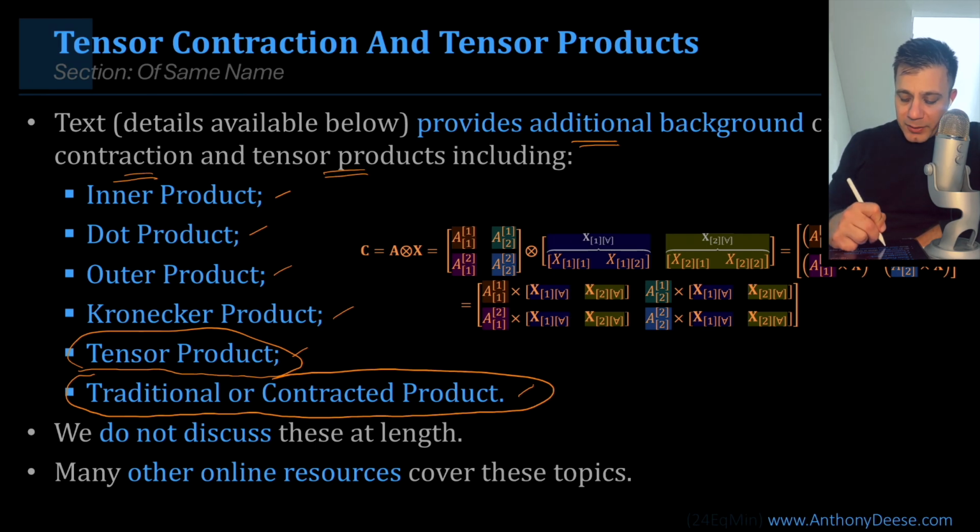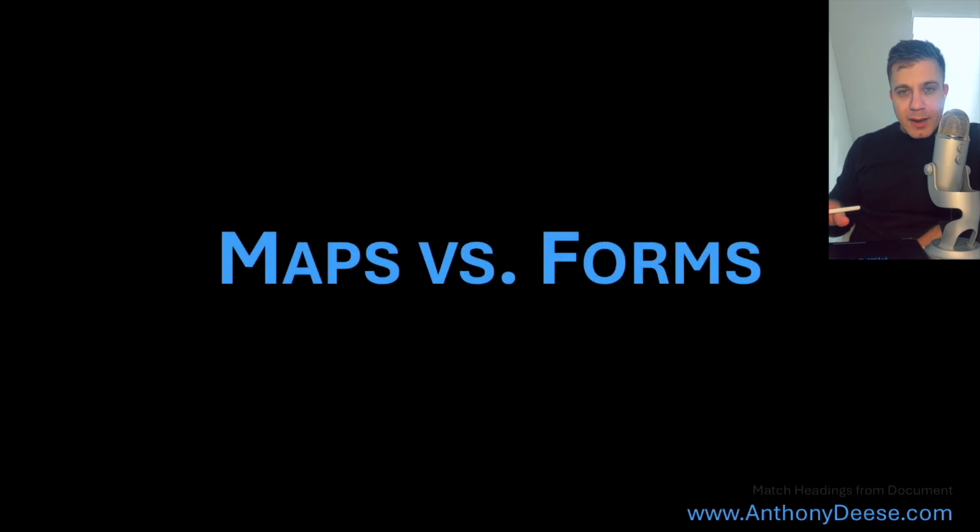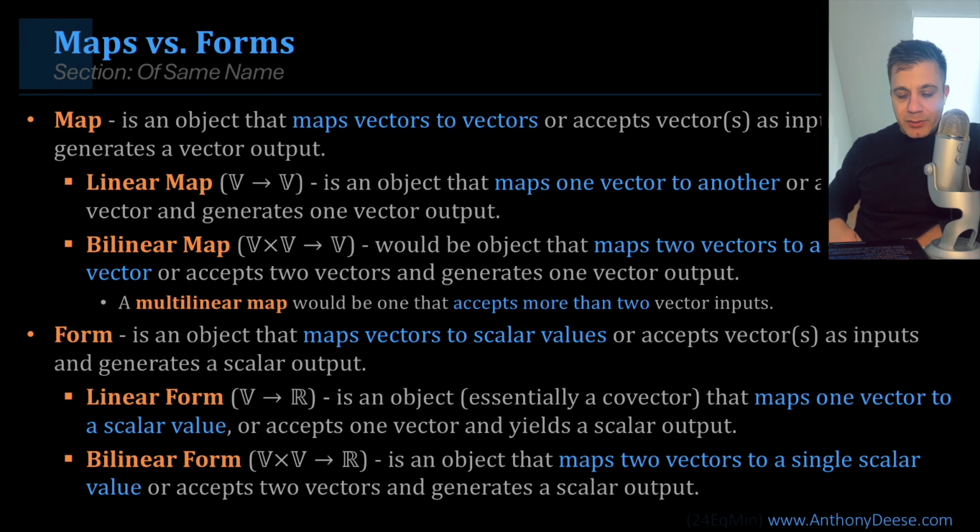There are many other really good online resources that cover these topics, and that's one of the reasons why I didn't want to rehash that. I think there's a lot of great material out there which discusses specifically these two, the tensor product and the contracted product, which we're going to be using in the upcoming modules. So if you need some background there, I encourage you to check out some additional resources.